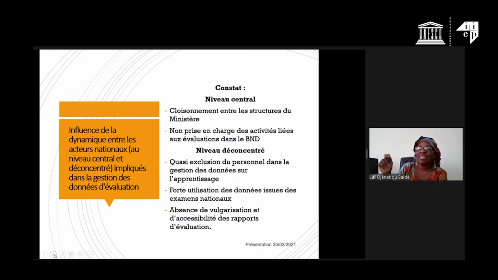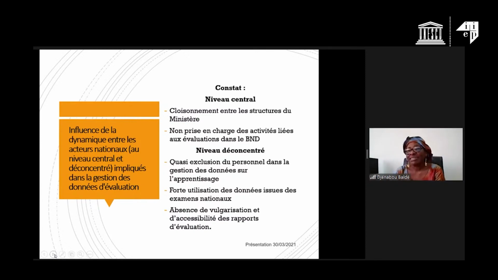Now, if you take EGRA, EGRA again brings in another structure, another body, which is the National Institute of Research and Pedagogical Research. So you see there are several stakeholders who work with evaluation and assessments. So we are wondering, why do we have such a heterogeneous snapshot?